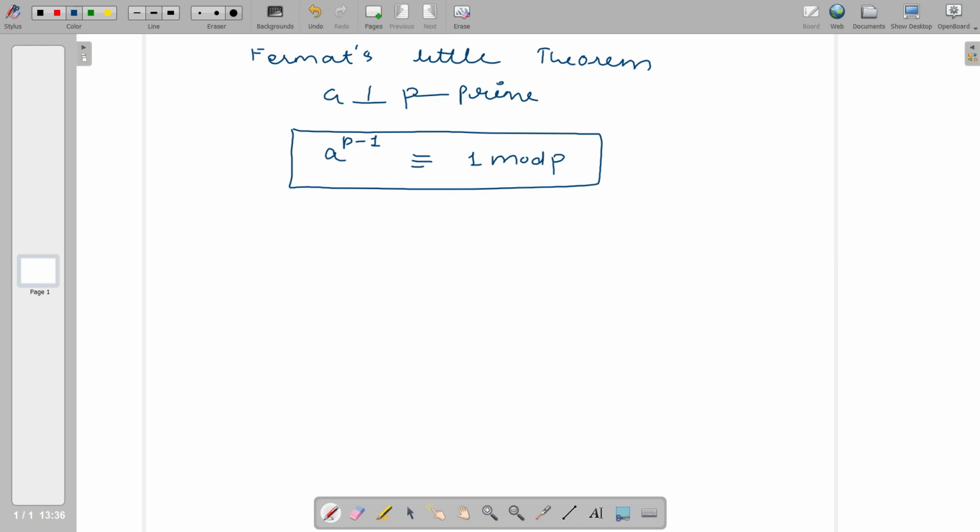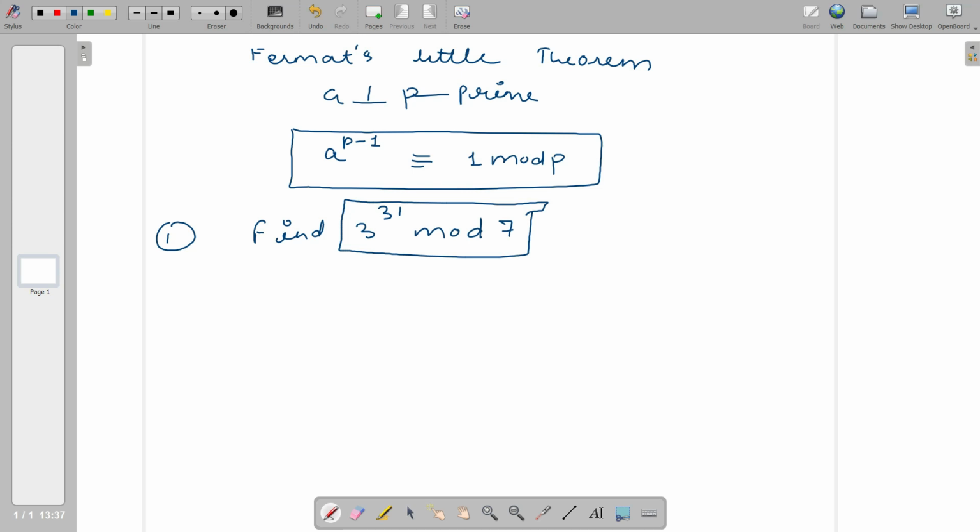Now with the help of this Fermat's little theorem, we will solve some numerical questions. For example, question number 1 says, find 3 to the power 31 mod 7. Find the value of 3 to the power 31 mod 7.